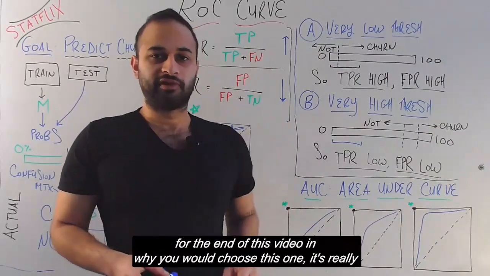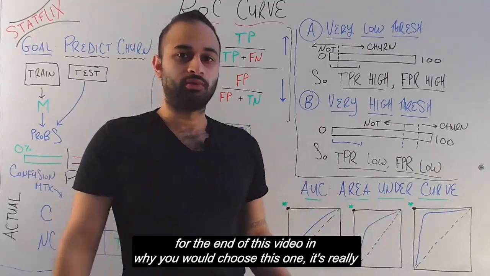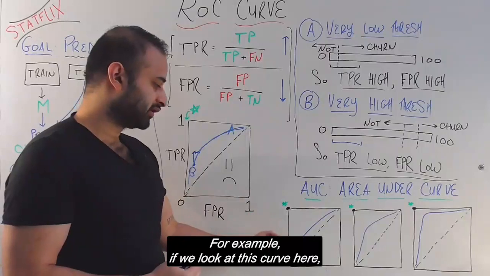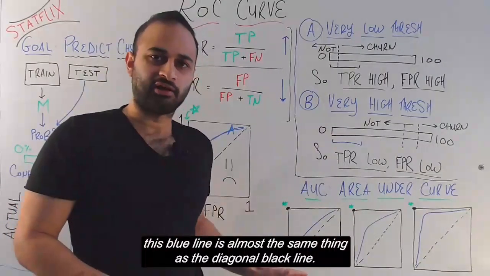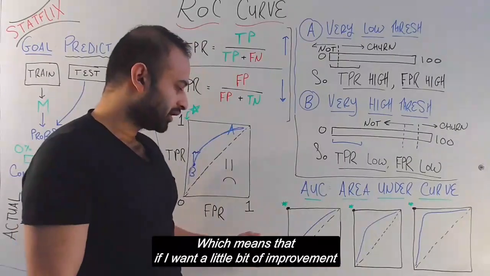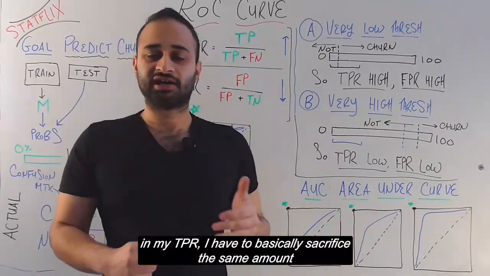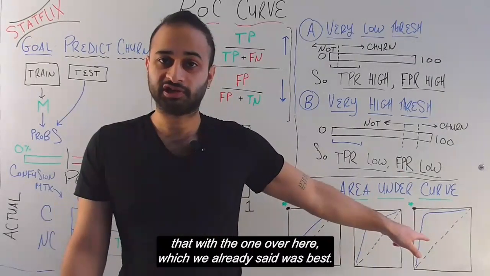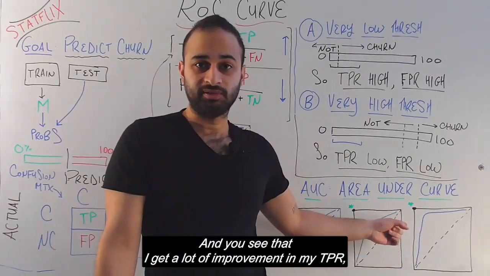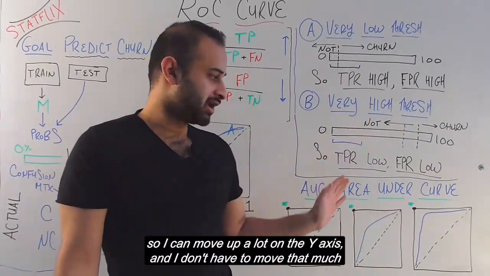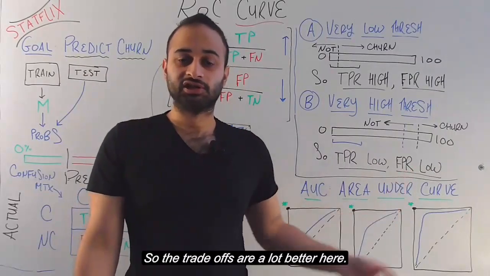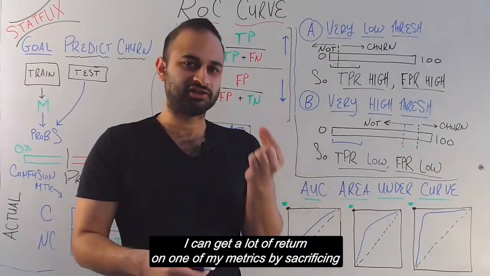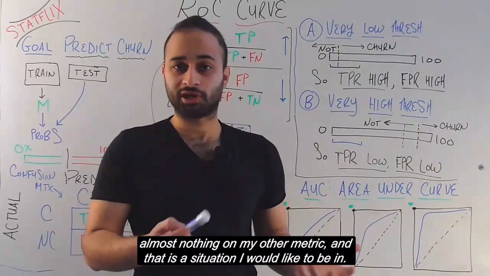But just to dive a little deeper for the end of this video into why you would choose this one, it's really about the trade-off you're making between FPR and TPR. For example, this blue line is almost the same thing as the diagonal black line we're looking at, which means that if I want a little bit of improvement in my TPR, I have to basically sacrifice the same amount in my FPR, which is not a great situation to be in. Contrast that with the one over here, which we already said was best, and you see that I get a lot of improvement in my TPR, so I can move up a lot on the y-axis, and I don't have to move that much on the x-axis. So the trade-offs are a lot better here. I can get a lot of return on one of my metrics by sacrificing almost nothing on my other metric, and that is a situation I would like to be in.